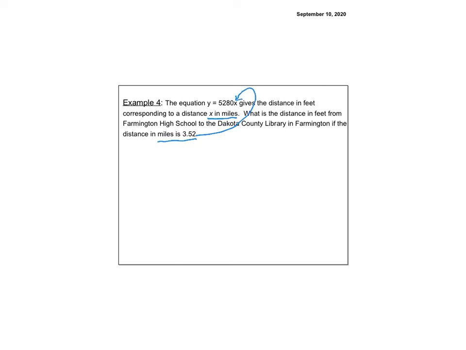So we're supposed to find the number of feet. So we're supposed to go y equals 5,280 times 3.52, and it'll tell me how many feet that is. So you can put that right into your calculator, and we get 18,585.6 feet.